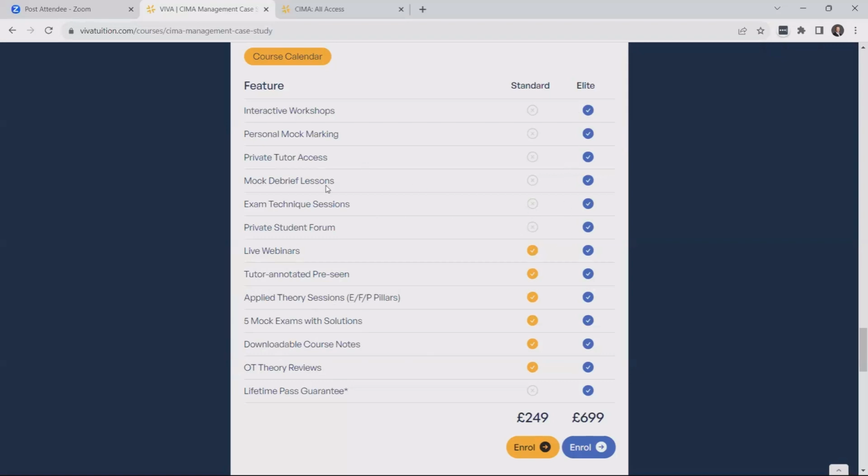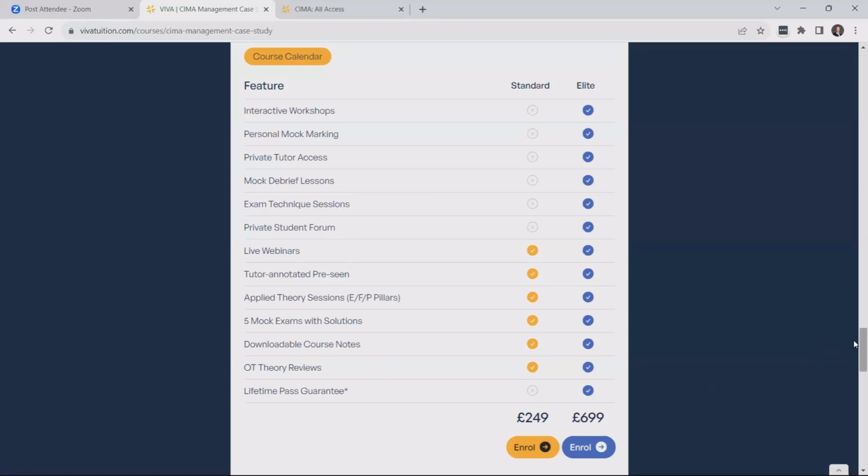You've got mock debrief lessons with your tutor, private tutor access via the online community, and interactive workshops focused on exam technique. You also get personalized mock marking, so you can submit your mock answers for professional marking, and you'll get personalized advice on your answers, what you can do better, what you're doing wrong. You also have the exam technique workshop sessions that I mentioned. You get access to our private student forum where you can discuss things with your fellow elite students. You can raise concerns, questions, suggestions, useful articles and links, for example.